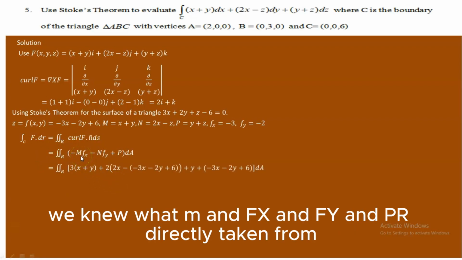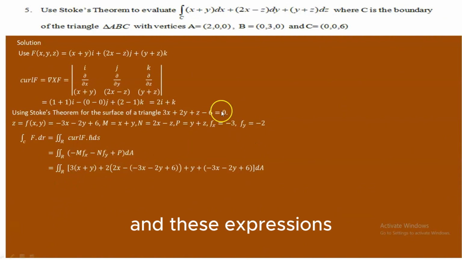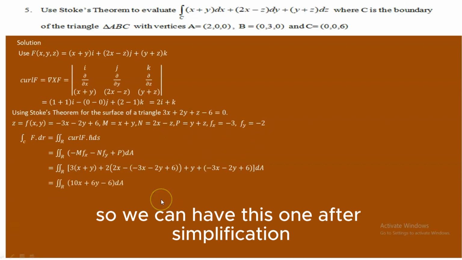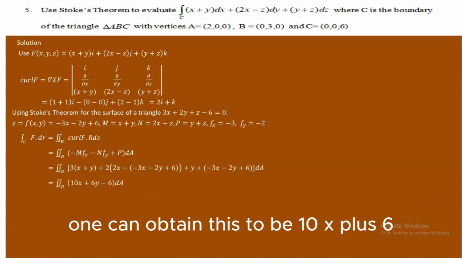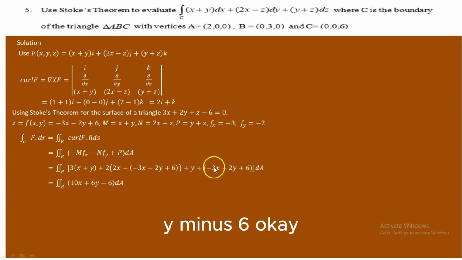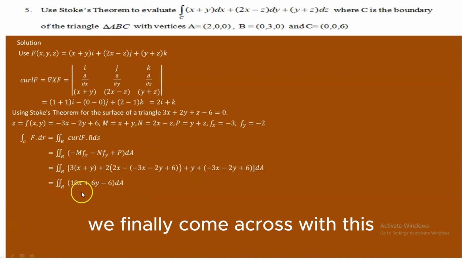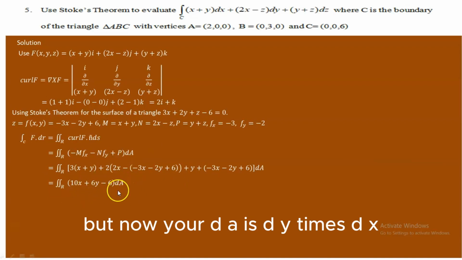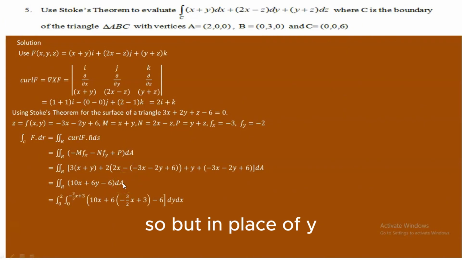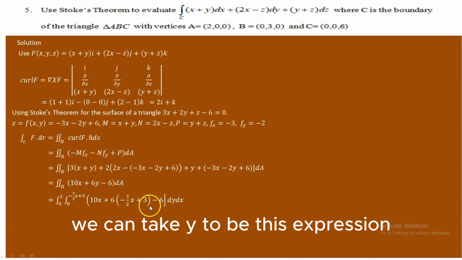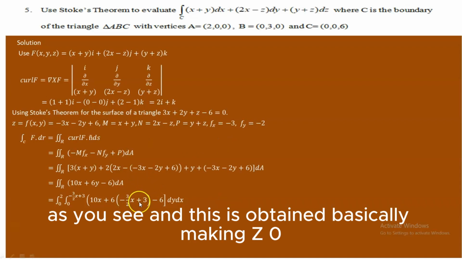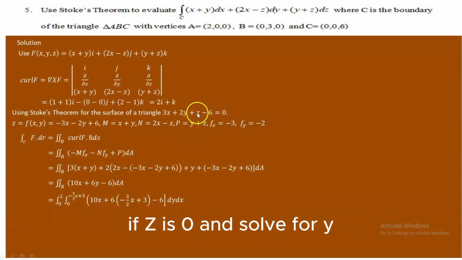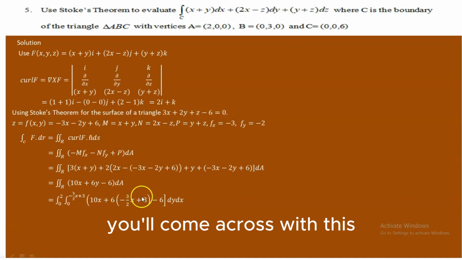We knew what m and fx, n, fy, and p are, directly taken from these expressions. So we can have this one. After simplification, one can obtain this to be 10x plus 6y minus 6. Okay, just simplify this expression. We'll finally come across with this. But now your dA is dy times dx. But in place of y, we can take y to be this expression, as you see. And this is obtained basically making z 0, because you are on the xy plane. If z is 0 and solve for y, you will come across with this.